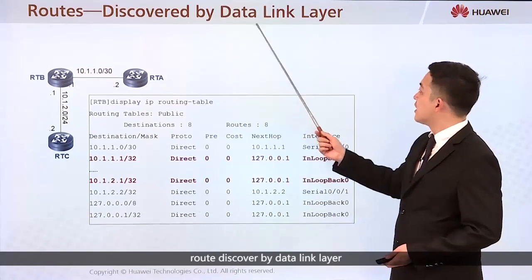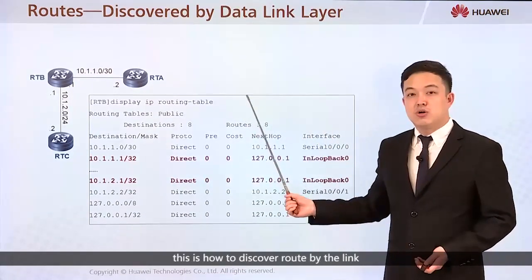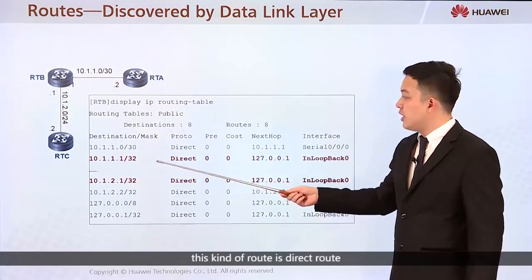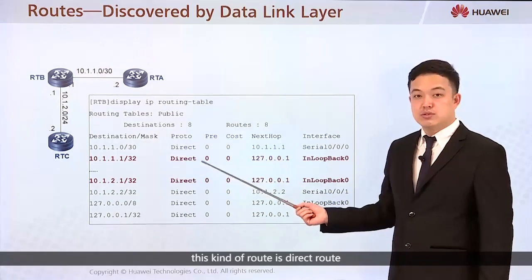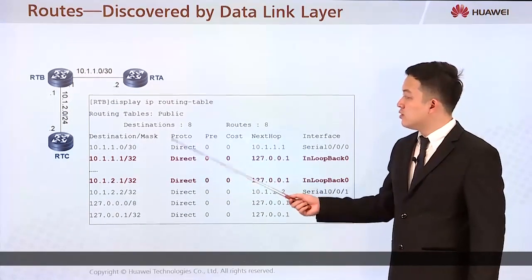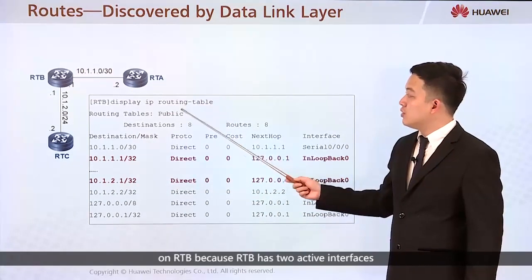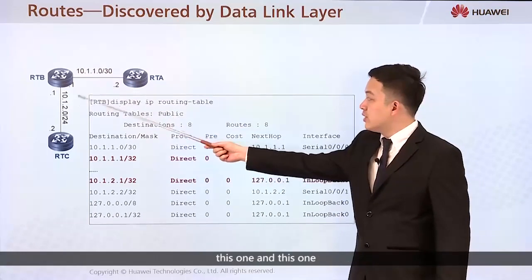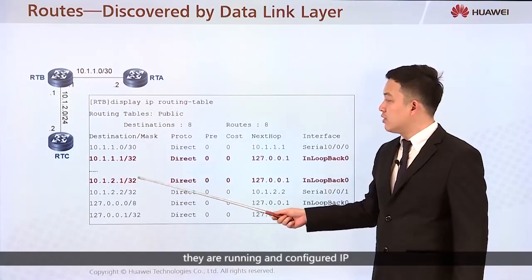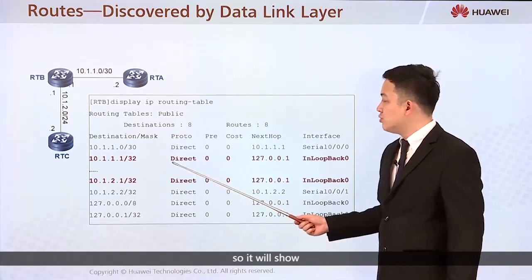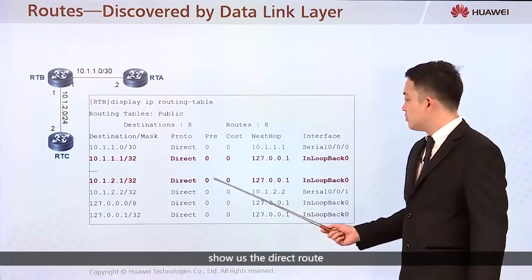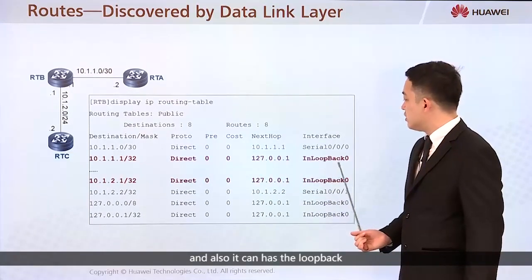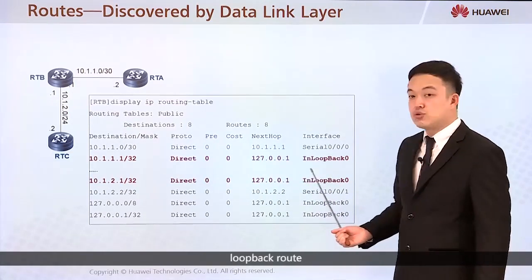Route discovery by the data link layer. This is how to discover a route by the link. This kind of route is a direct route. In this example, on RTB, because RTB has two active interfaces, this one and this one, which are running and configured with IP addresses, it will show us the direct routes. And it can also have the loopback route.